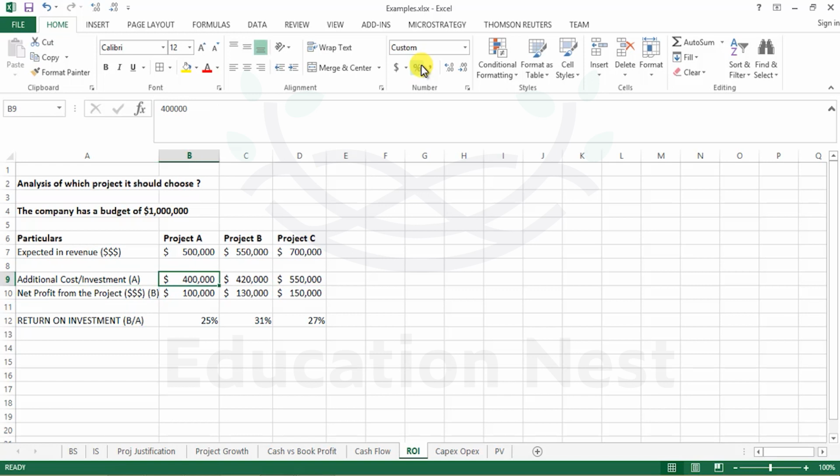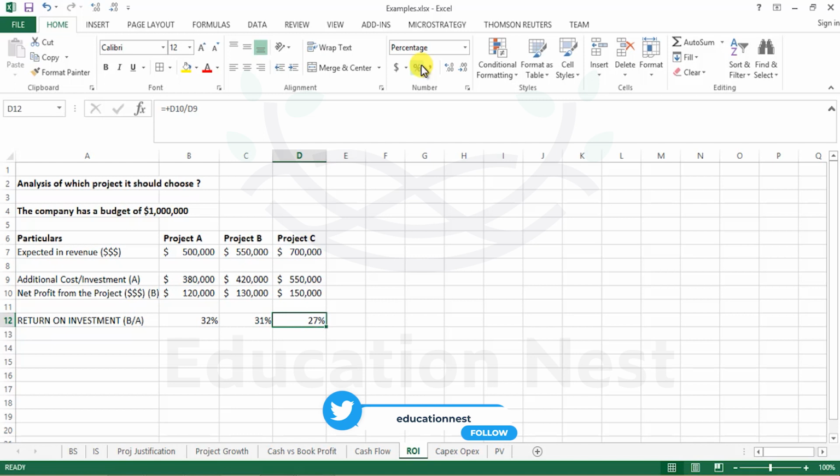Let's say over here we do some maths for this also, project A, and we decrease the cost just by $20,000. Just by decreasing the cost by $20,000, even though project A has the least profit in terms of dollar value, still it becomes the number one preference because the return on investment jumps to 32% compared to B at 31% and project C, which is now worst at 27%.